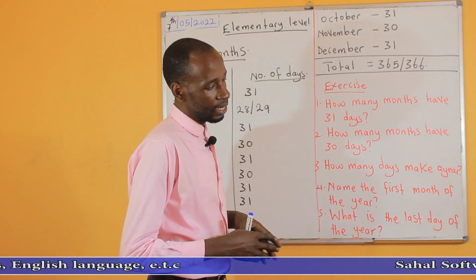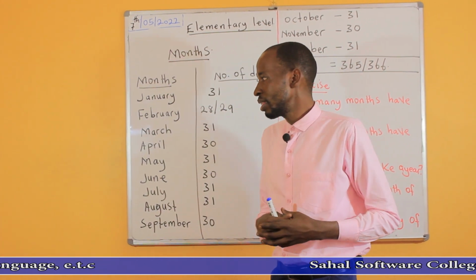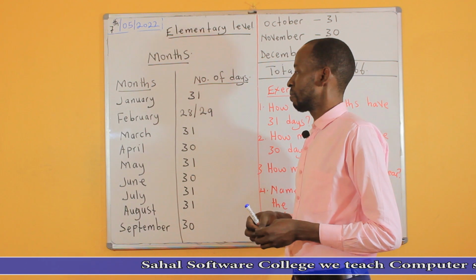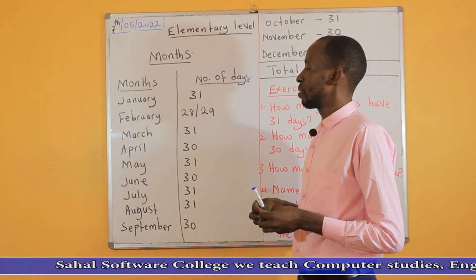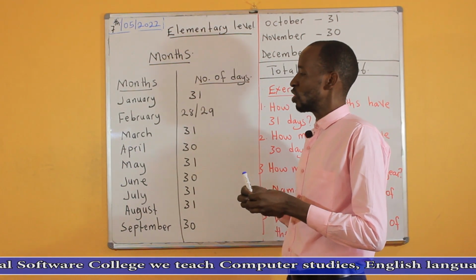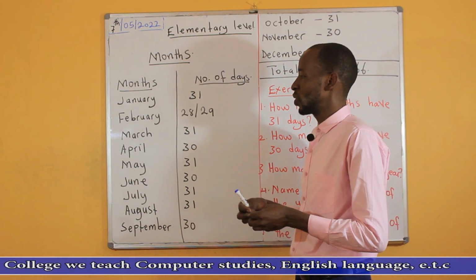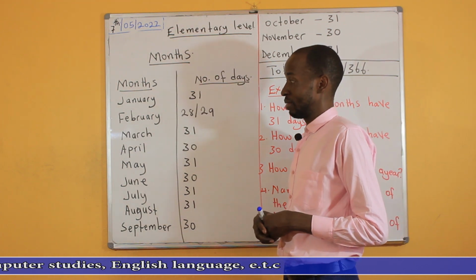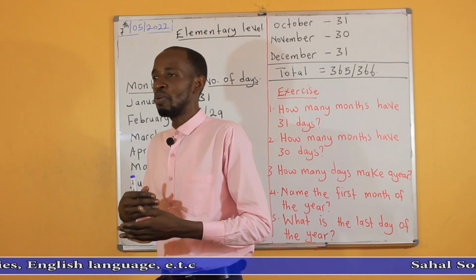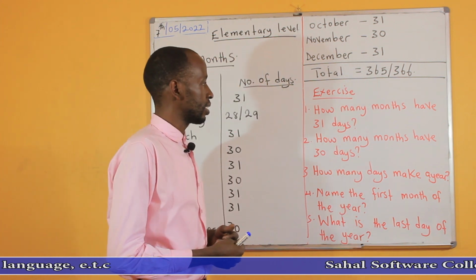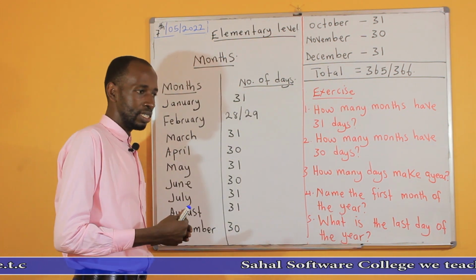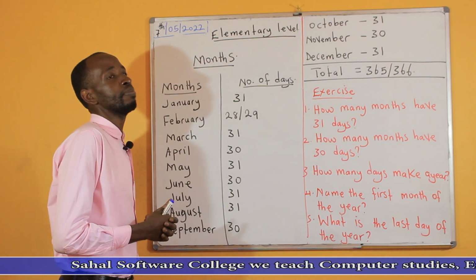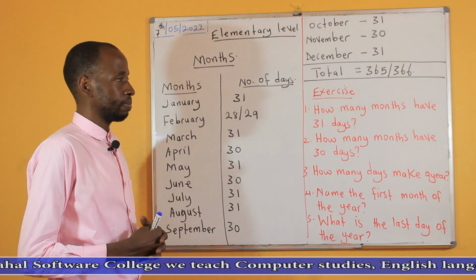Which month has 3 letters? So you can say the month that has 3 letters is May, or you can say the shortest month, the month that has the shortest word. So that one is what we call May. So those are some of the questions I want you to understand, and then when you practice them, you will understand months very well, and you don't have problem with months.